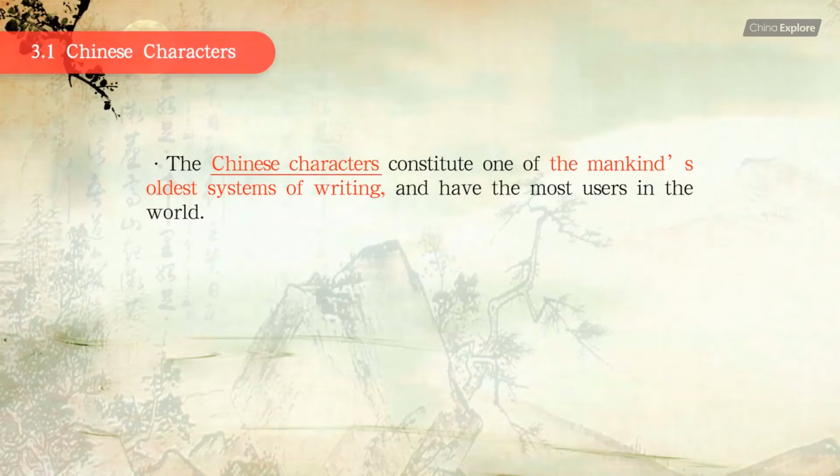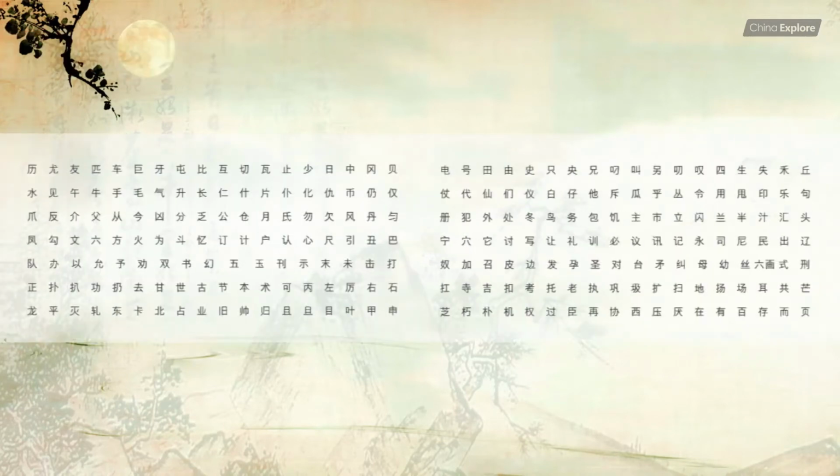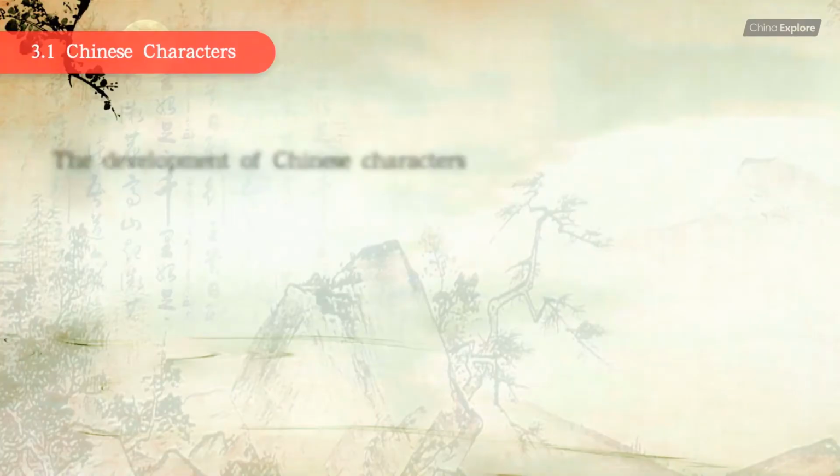The Chinese characters constitute one of mankind's oldest systems of writing and have the most users in the world. There are numerous Chinese characters, totaling about 60,000, with about 6,000 basic ones. Okay, now let's discuss the development of the Chinese characters.